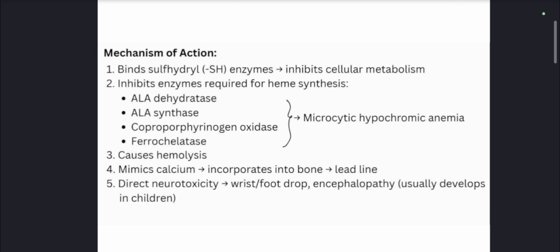And what are those enzymes? ALA dehydratase, ALA synthase, coproporphyrinogen oxidase, and ferrochelatase. This leads to microcytic hypochromic anemia. Third, it causes hemolysis. It mimics calcium. It incorporates into bone and causes lead line. And direct neurotoxicity leads to wrist and foot drop, and encephalopathy, which usually develops in children. This is the mechanism of action.